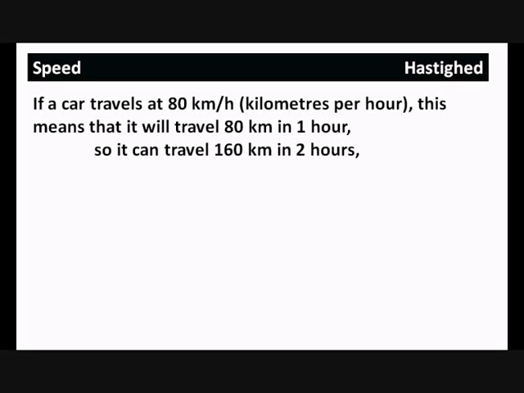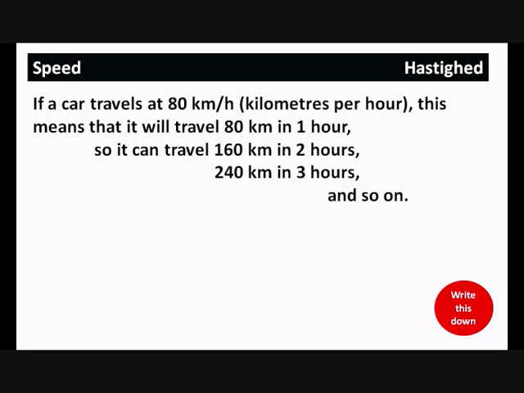So if it can do that, then it can do twice as much in 2 hours, 160 kilometers, and 240 kilometers in 3 hours, and so on. It doesn't have to mean that it's travelling constantly at the same speed. It just means that that's its speed over the whole period on average. So write that down if you're taking notes, pause the film.